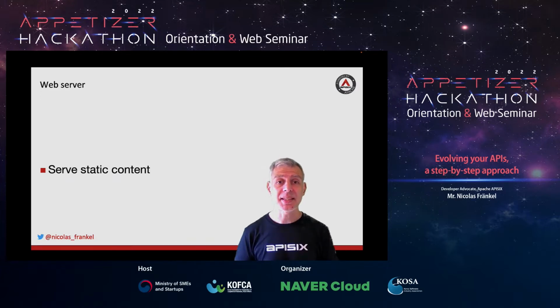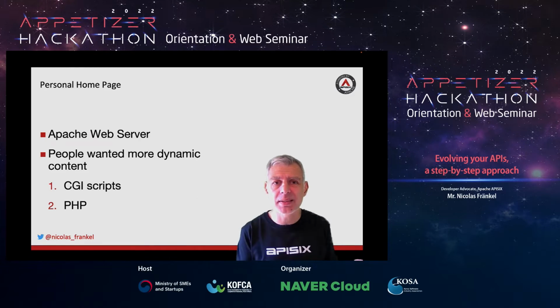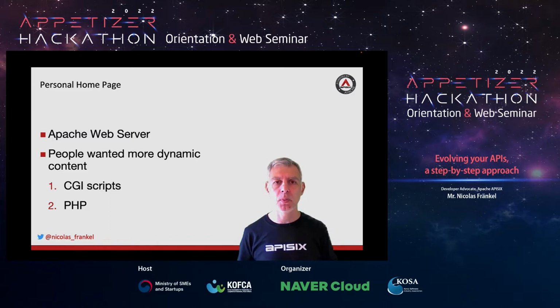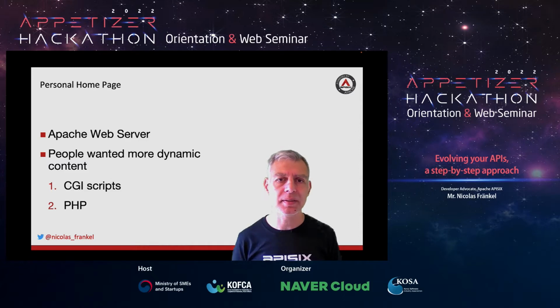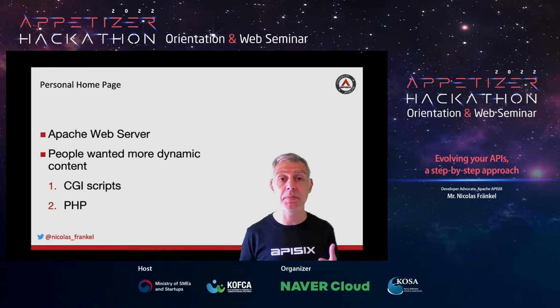And so static content was really nice, but people started to think, hey, we want more dynamic content. So again, as I mentioned, I didn't interest myself in servers at the time, but I believe that the Apache web server, or what is now known as the Apache web server, was the one used. And when people wanted more dynamic content, basically they created scripts, Common Gateway Interface, CGI scripts. They were written in Perl.